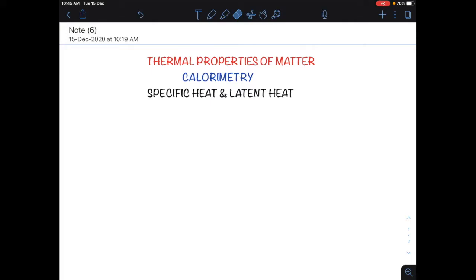In this video, let us try to understand two important concepts: specific heat capacity and latent heat. Now let us consider, for example, 1 liter of water in a vessel, and I am now supplying an amount of heat Q to raise it by 20 degrees centigrade.